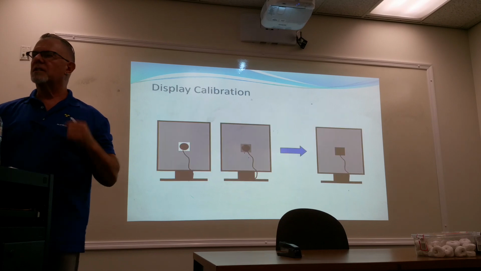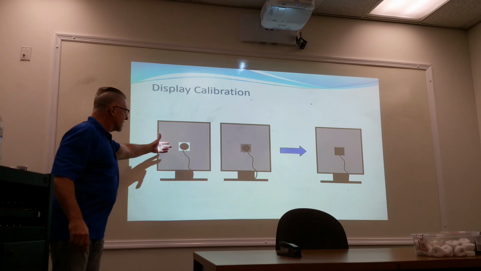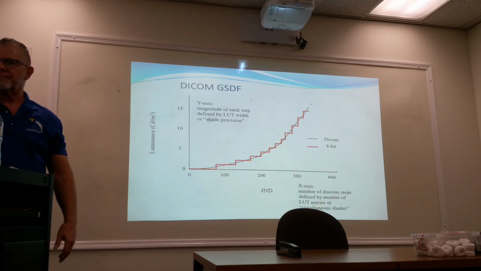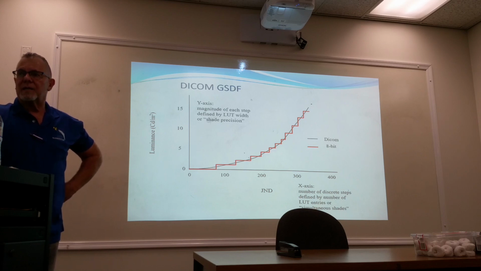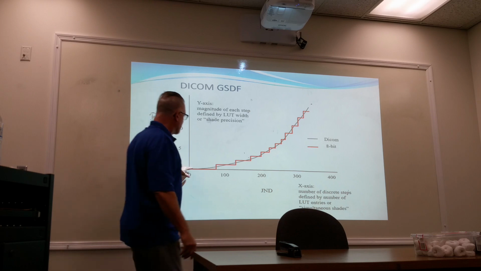Grayscale display function is really important. It's easy to do, and goes through everything from full white to full black. You measure it, and you get a curve, and then you have different DICOM steps here.